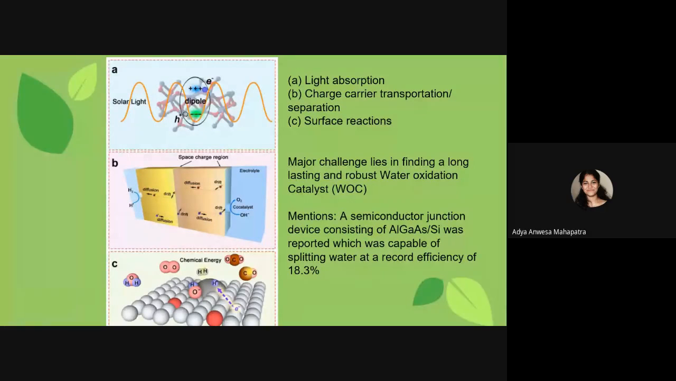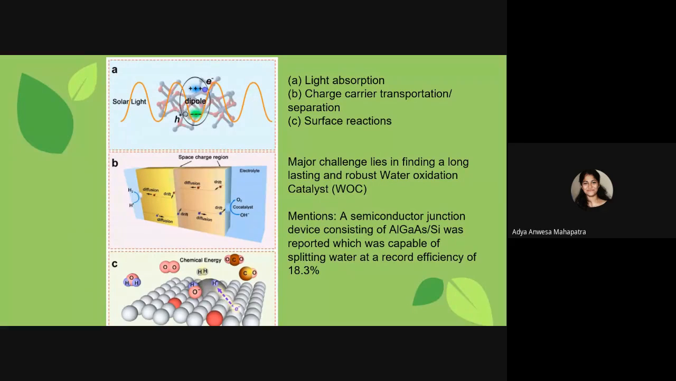Now, converting light energy to chemical bond energy while splitting water requires three main steps, which are light absorption, charge carrier transportation or separation, and surface reaction. First is light absorption. Here, the oscillating electric field of the incoming light induces an oscillating dipole within the molecule associated with the photosynthetic system, leading to electron transition to a higher electronic energy state.